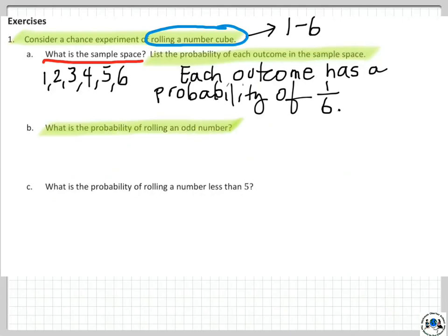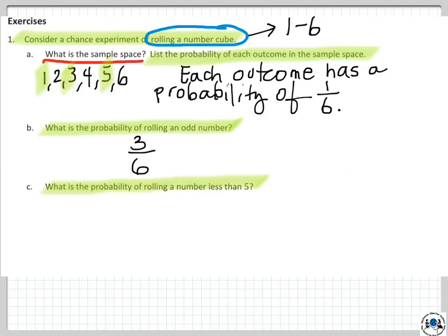Okay, so here, what is the probability of rolling an odd number with this same number cube? All we have to do first, of course, is find our sample space, and in this case our sample space is 1, 3, and 5, because they fit that criteria. They are all odd numbers. And that would be 3 out of 6. Okay, 3 out of 6 would be the probability of rolling an odd number.